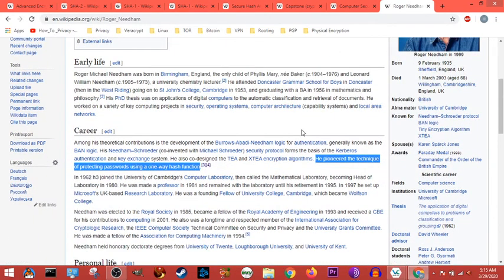Okay, so we have this guy and a whole lot of other guys using hash functions. They were using hash functions in networks, to protect their passwords, and to improve their security.